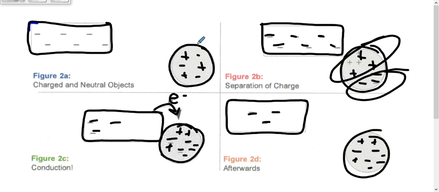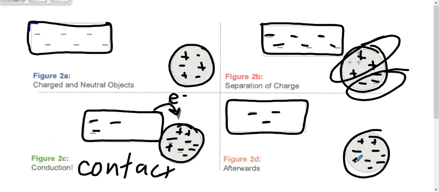In conduction, there would be actual contact or touching between them. When they touch, those negative charges would actually move. The electrons would move from that negative rod onto that neutral sphere. Afterwards, this rod up here is still negative. It's not going to give away all of its excess negative charges, but this ball down here will have picked up some of those negative charges.